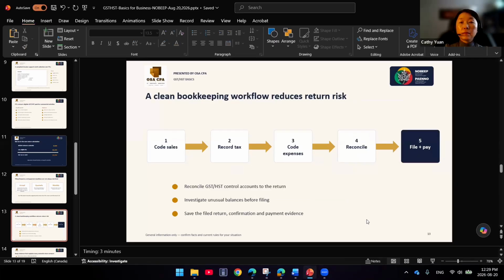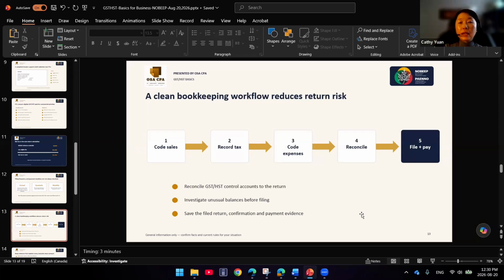Here is the bookkeeping, because even though the tax return may have only 2, 3 or 4 lines and it's very easy, that number is accumulated. One transaction, 2 transactions, so many transactions make up one number. That's the reason we have to do the bookkeeping.